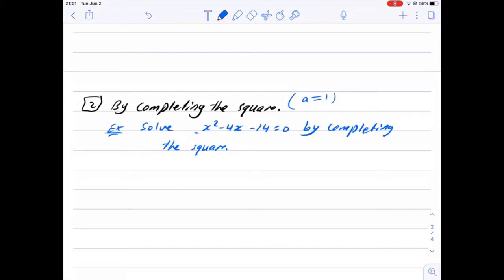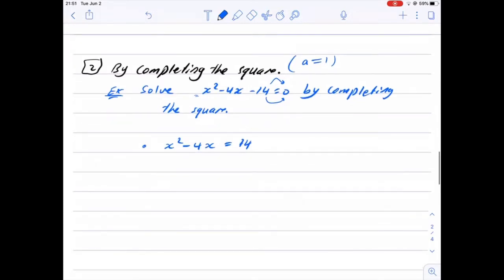So first, we isolate the constant term. I mean, we send it to the other side of the equation. So we are left with x squared minus 4x equals, when we bring this to the right hand side, the sign becomes positive. And then we apply the following rule.